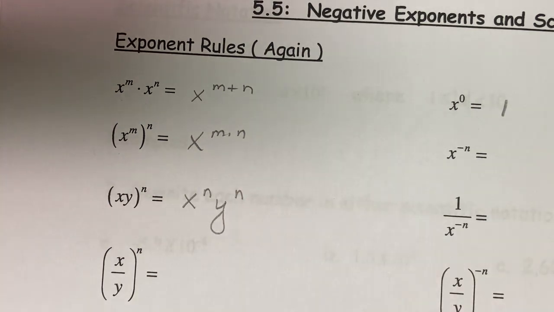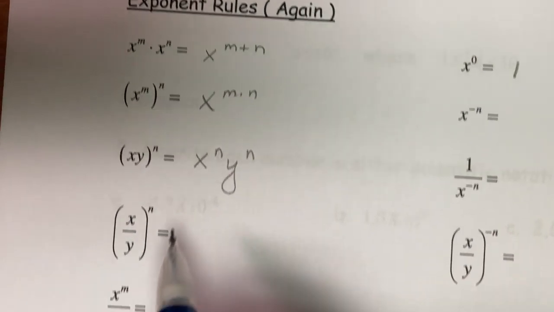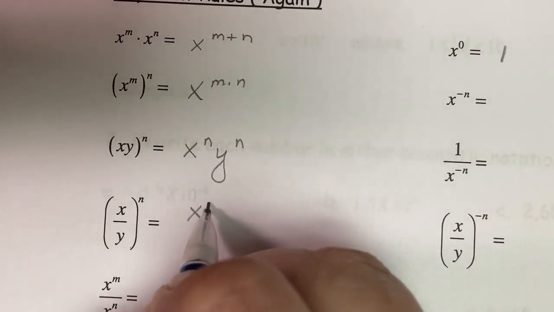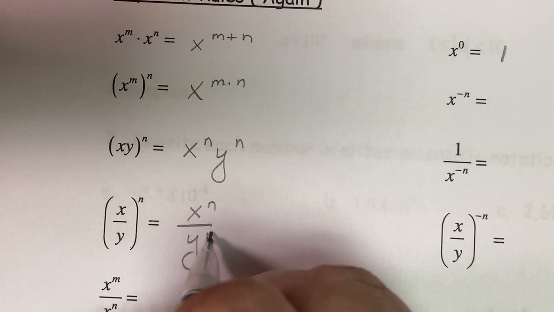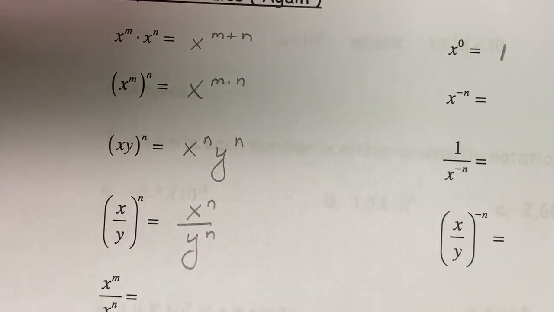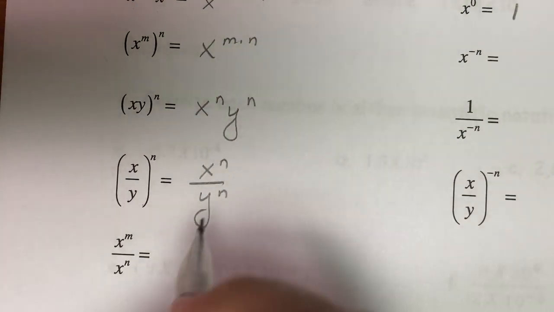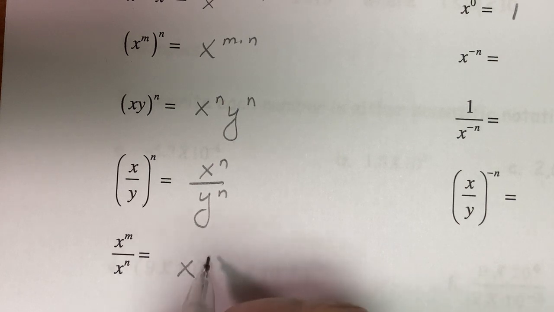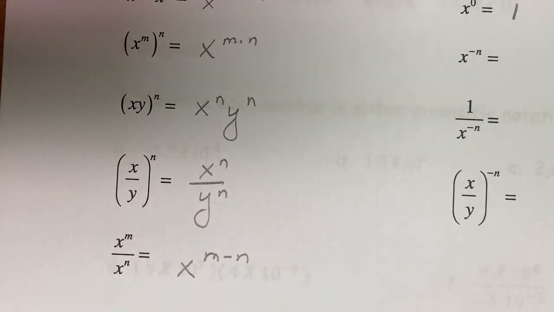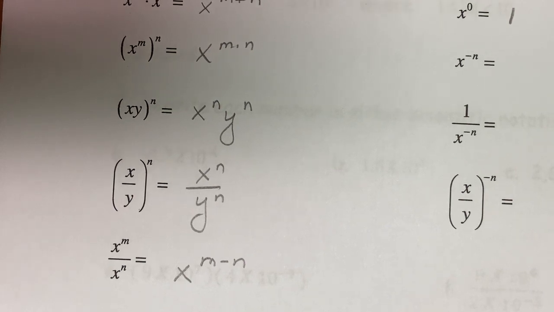Same thing with the fraction. That power or exponent has to be applied to everything. When you're dividing with like bases, remember you subtract the exponents, but remember we also talked about thinking about it as canceling. I think that's going to be easier for you.